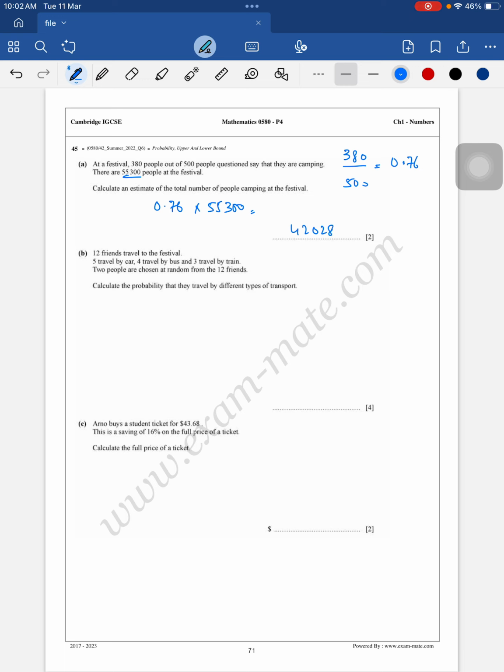12 friends travel to the festival. 5 travel by car, 4 travel by bus, and 3 travel by train. 2 people are chosen at random from the 12 friends. Calculate the probability that they travel by different types of transport.